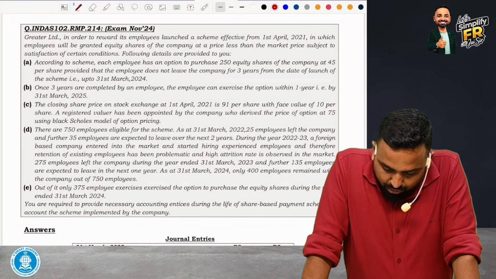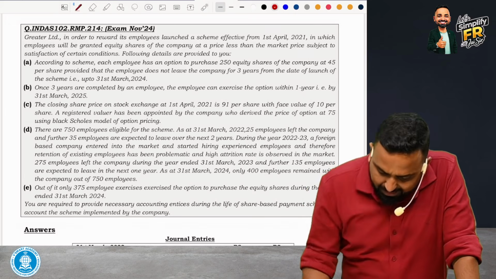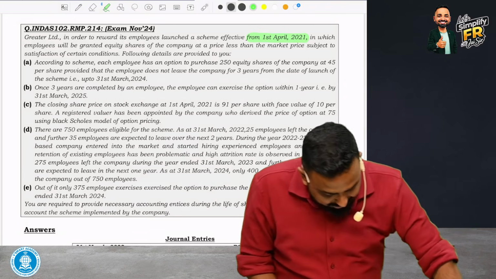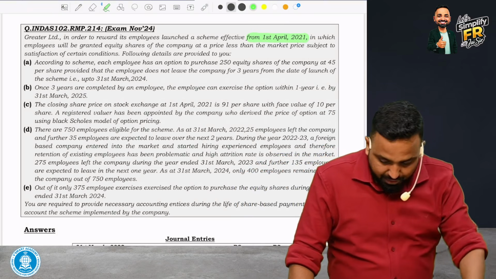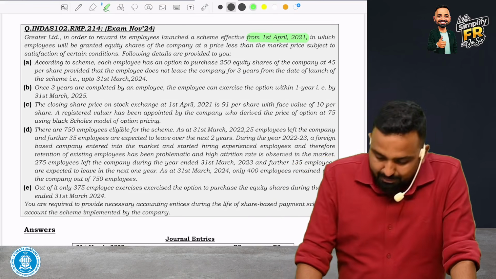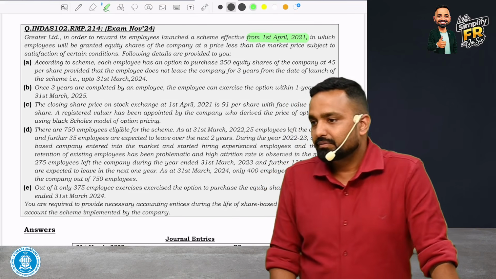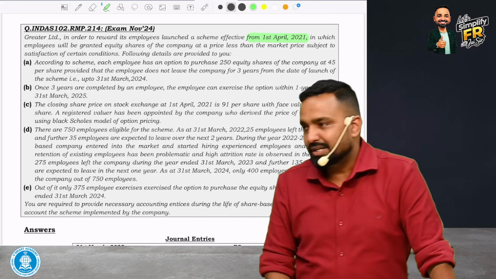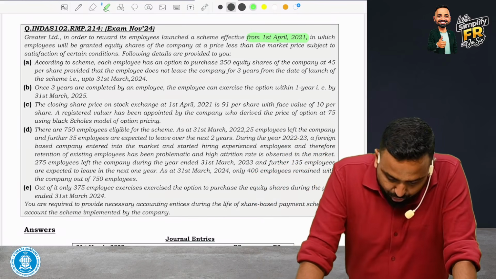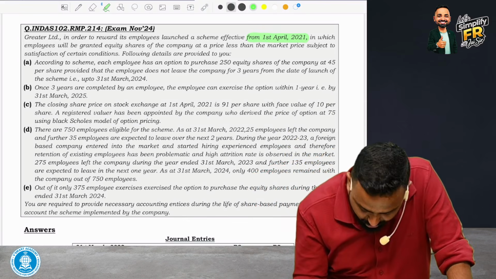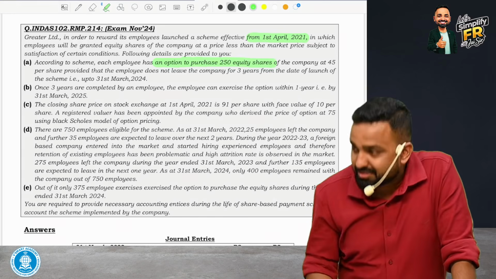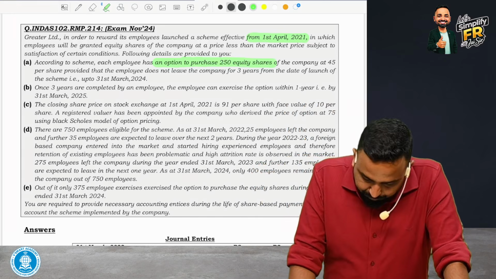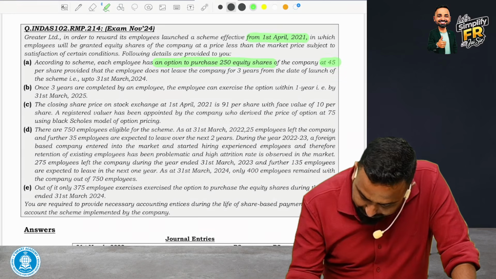Greater Limited, in order to reward its employees, launched a scheme effective from 1st April 21. What is this? Grant. In which employees will be granted equity shares of the company at a price less than market price. What is this, ESOP or SAR? ESOP, subject to the satisfaction of certain conditions, meaning vesting conditions. The following details are provided to you. First, according to the scheme, each employee has an option to purchase 250 equity shares of the company at 45 per share. What is this? Number of options per employee.